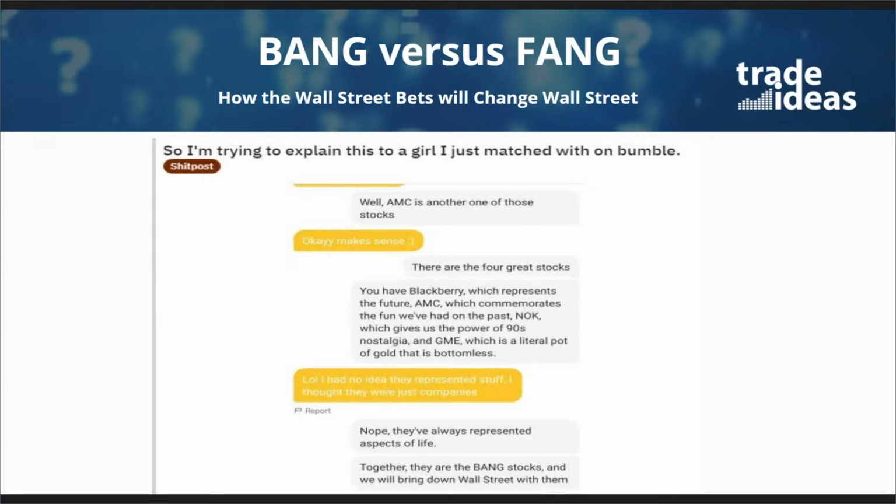Okay. I've used this slide before, and the reason I'm trying to point this out is the passion in the people that have woken up. It's the great awakening of the stock market, in the sense that people have realized they've been lied to about everything, and now they're figuring things out on their own. I love this slide, and obviously it's a shit post from Reddit, and I copied it because it shows you how someone thinks, and that this thought process is multiplied by millions and millions of people. It's the bang stocks versus the FANG stocks.